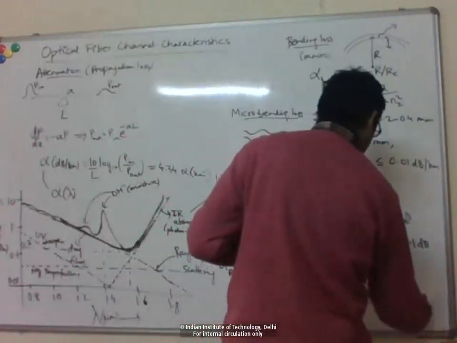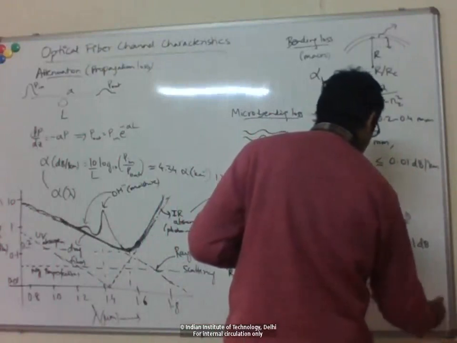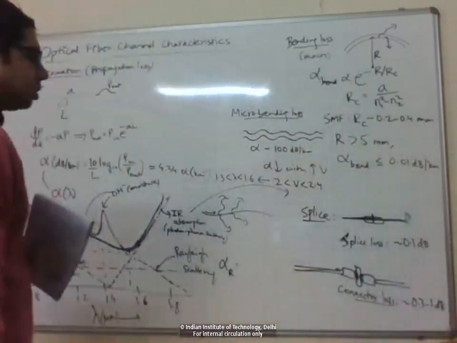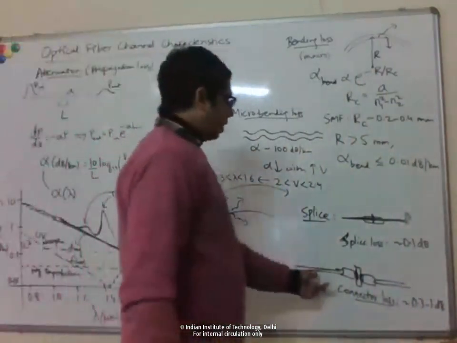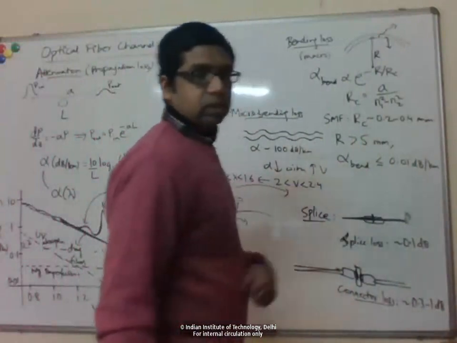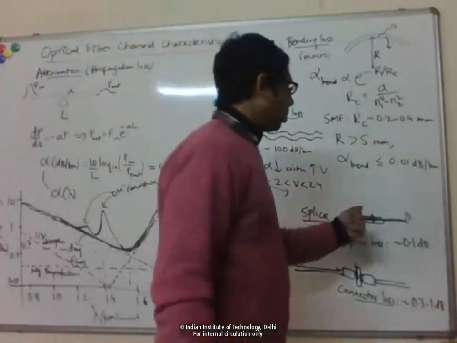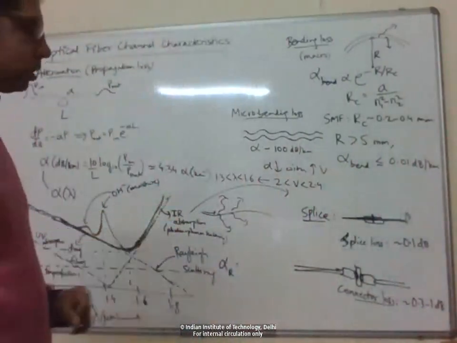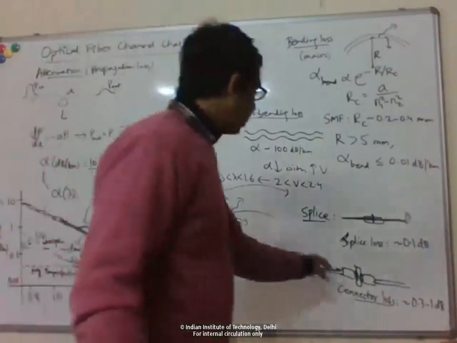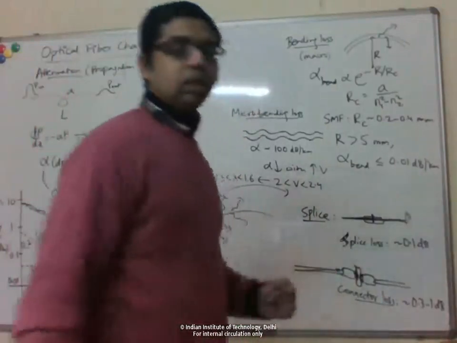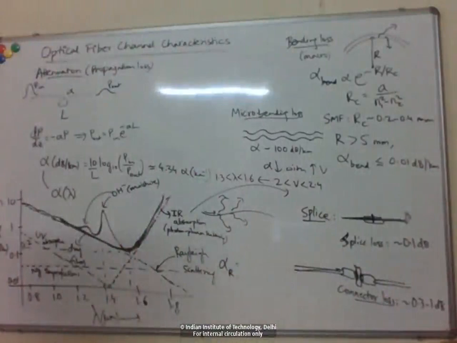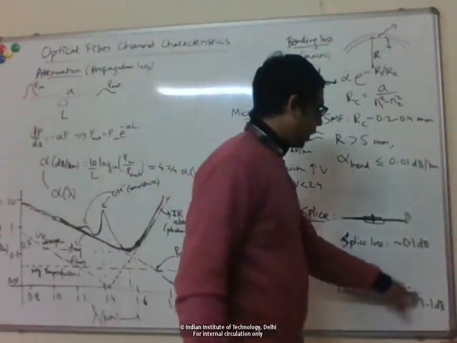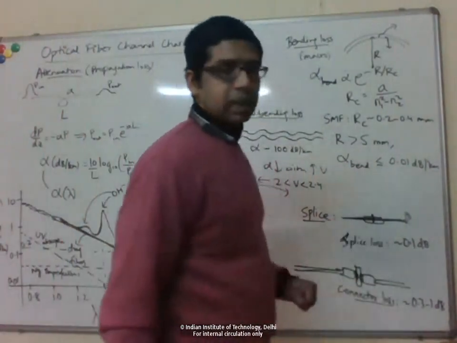And typical connector loss is about 0.5 dB. It can lie between, let's say, 0.3 to 1 dB. So the connector loss is typically larger than the splice loss. But of course, splicing is more complicated. You have to strip the fiber to its bare glass and then fuse it together. Whereas with a connector, you can remain in the package and just screw in two fibers to connect. So this is much easier to use, but slightly higher loss than the splice.